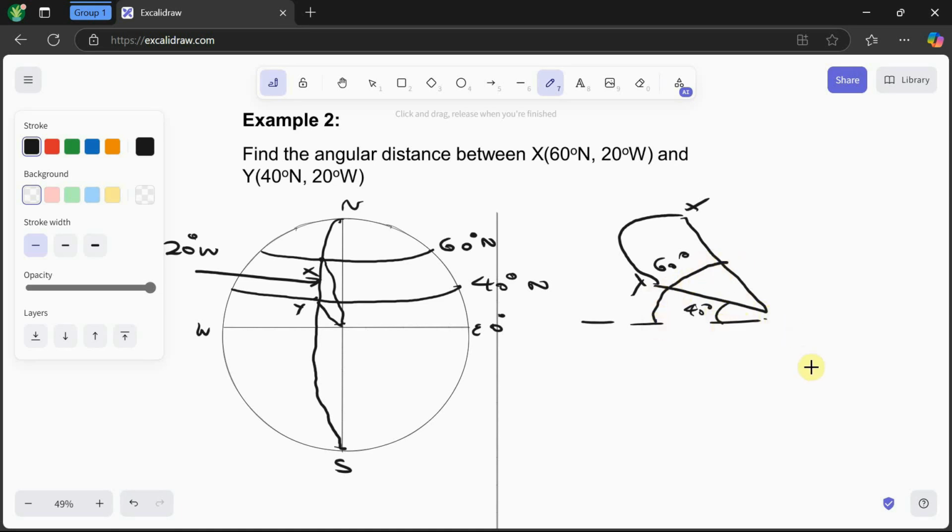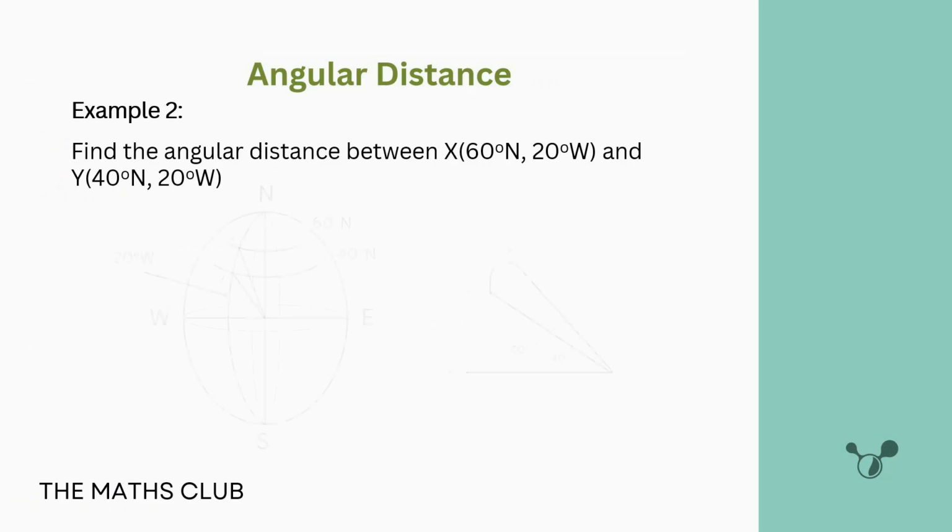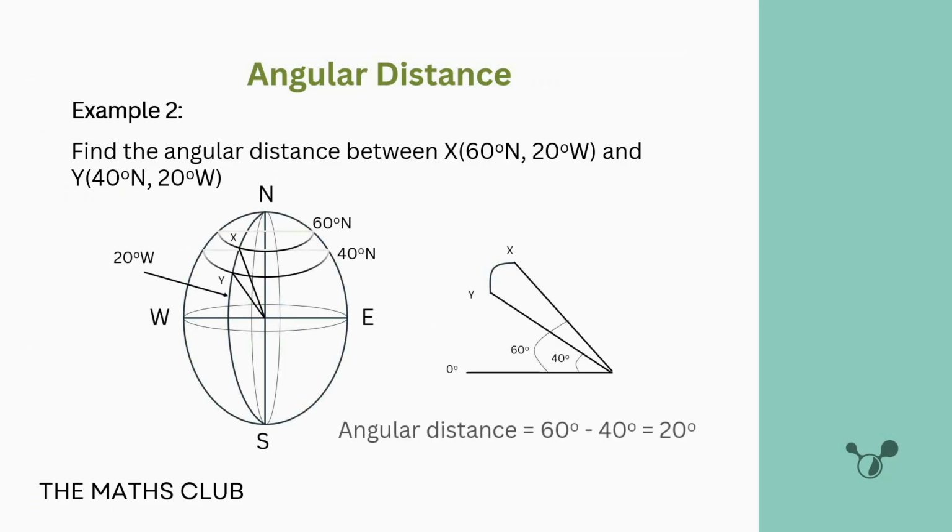So what do you think I should do? Great, subtract, right? So the angular distance would be equal to 60 degrees minus 40 degrees, and that'll give me 20 degrees. So this is how you actually draw it and make it make sense. Let's see if our answer was correct. Great. So you can see the diagram, you can see the representation and everything.